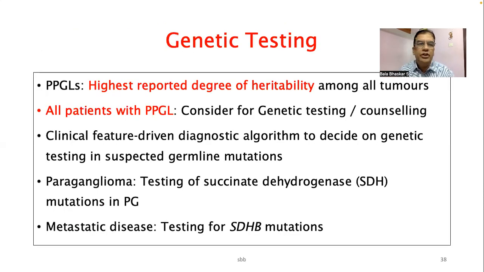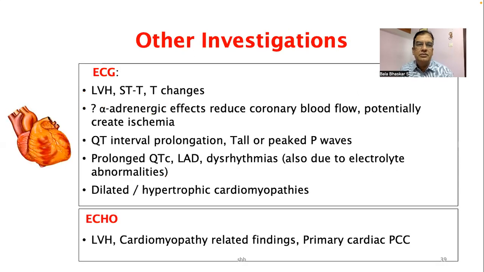Genetic testing has come into vogue mainly because the PPGLs have the highest reported degree of heritability among all tumors. So we should consider them for genetic testing and counseling. It should be based upon clinical feature-driven diagnostic algorithms in patients who have suspected germline mutations. There are different tests which are tried, for example, succinate dehydrogenase mutations, or in patients with metastatic disease, SDHB mutations.